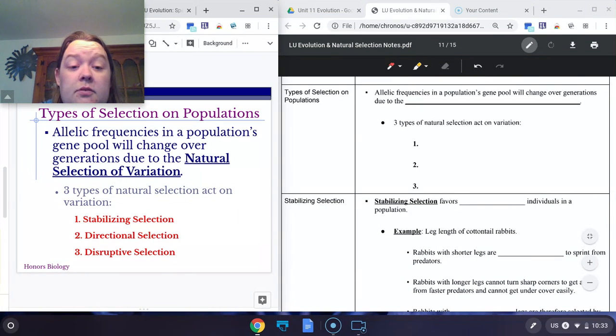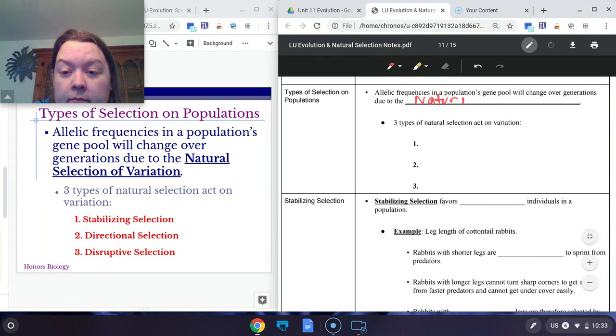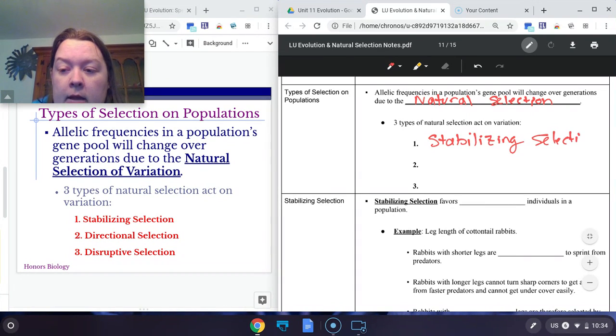And there are going to be 3 different types of selection we're going to talk about within a population. So allelic frequency in a population's gene pool is going to change over generations due to natural selection. And the way that nature selects what is best is going to depend on many things. The first is stabilizing selection. We're going to give examples of these. Second is directional selection. Oof, I cannot spell at all today. And the last is disruptive selection.